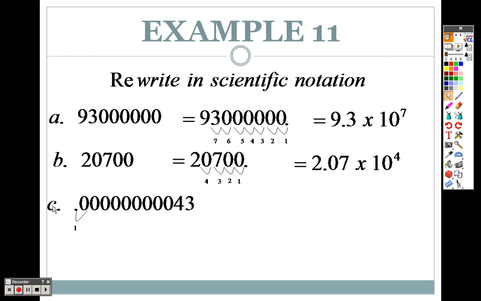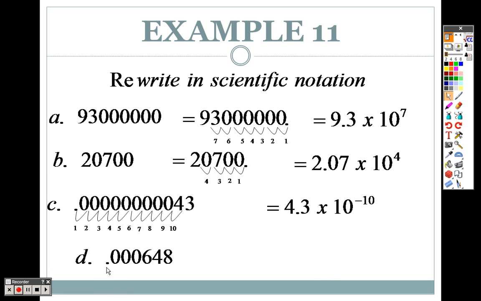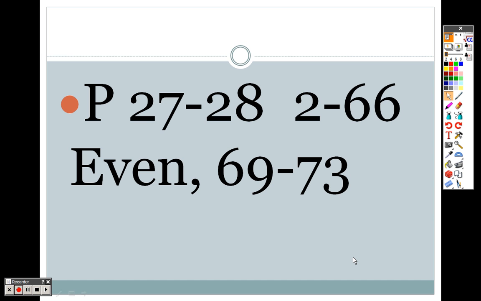So I'm moving it 1, 2, 3, 4, 5, 6, 7, 8, 9, 10. Moved it 10 spots, but I moved it 10 spots to the right. So if I'm moving it to the right, that makes it a negative 10 because I moved it to the right. And here, if I move it again, I'm moving it in between the 6 and the 4 because 6.48 would be in between 1 and 10. And because I moved it to the right 4 spots, that's why it's a negative 4.